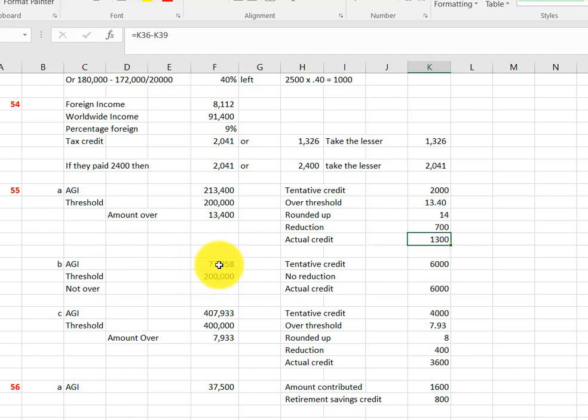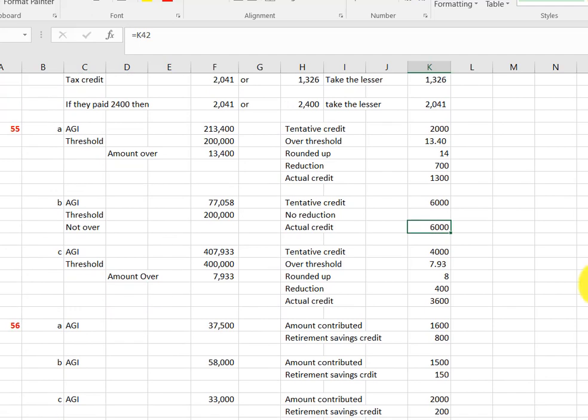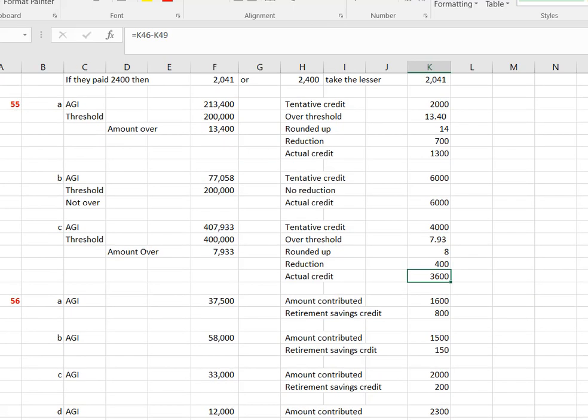So the second one, we're not over the threshold. We're quite a ways underneath it, so our tentative credit is $6,000 for 3 children, and our actual credit would be $6,000, no reduction. For the next one, we're a married couple over the threshold of $400,000 by $7,933. So our tentative credit for 2 kids is $4,000, over by 7.93. We always round up to 8. 8 times $50 is our reduction of $400. Subtract that from our original $4,000. We're at an actual credit of $3,600.